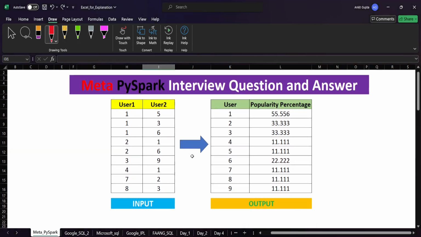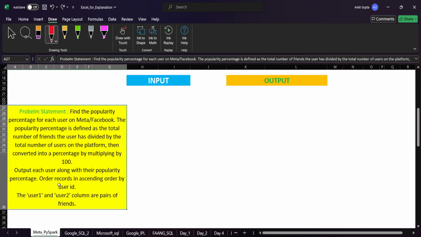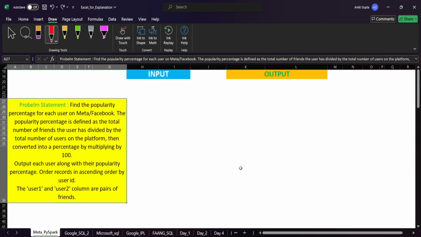So this is the problem basically. Here we have been given two tables, the input and output. In the input table, we have two columns, user one and user two, and in the output, we need two columns, user and popularity percentage, right? So let's try to understand what the problem statement is and how we are getting this particular output.